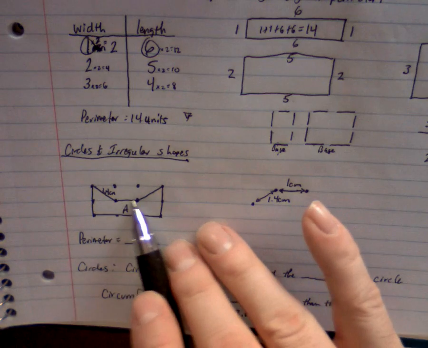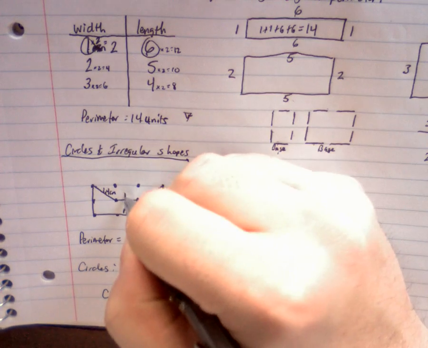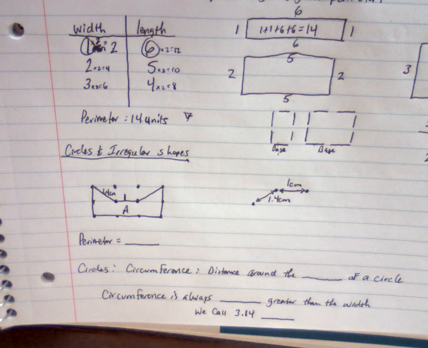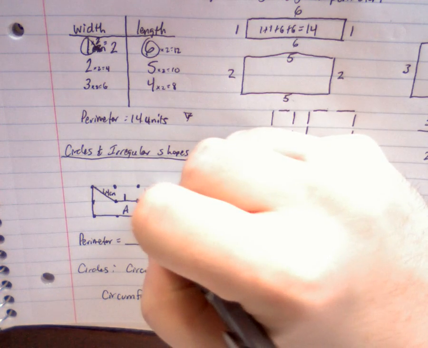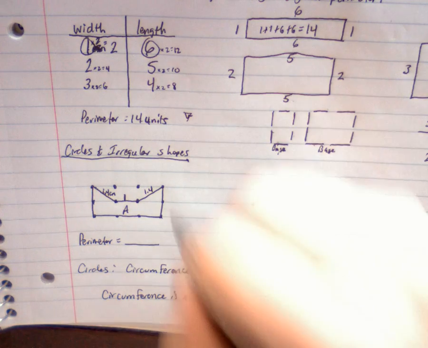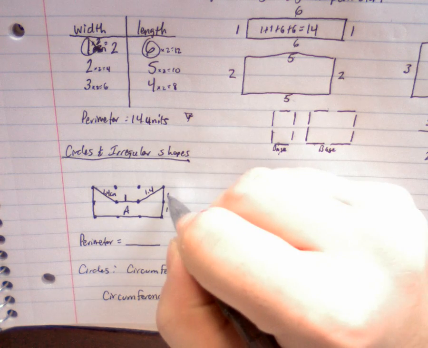When we go across, that's just 1 centimeter. So what you need to do is find the perimeter using the numbers that are given. So this is 1.4 because it's on a diagonal. And this is 1, and this is 1, so this whole side is going to equal 2.